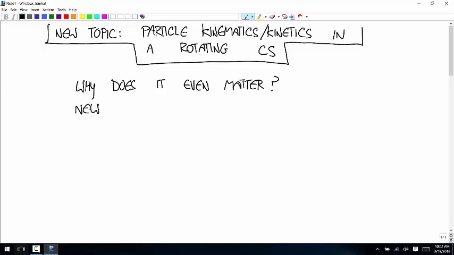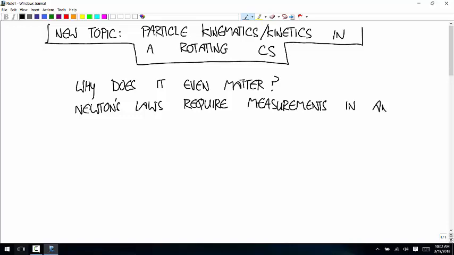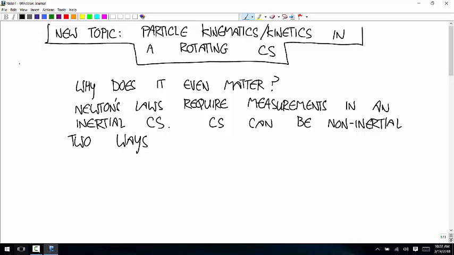Newton's laws require measurements in an inertial coordinate system. And a coordinate system can be non-inertial two different ways. The first one is the origin can be accelerating. Dealing with this one is relatively simple.